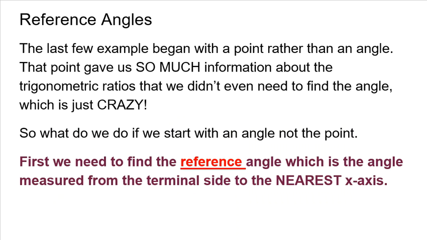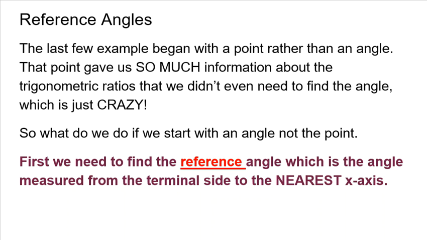So the one thing this does bring up is reference angles. The last few examples began with a point rather than an angle. So think about that. In the last 2 examples we did, all I gave you was a point. And that point gave us so much information about the trigonometric functions that we didn't even have to find the angle. Like in the previous problem, I have no idea what theta is. All I knew is that it's an angle that ended in quadrant 3. There's billions of angles that end in quadrant 3, especially when you start to think about coterminal angles, because you could go around and around. So again, none of that mattered, because as long as you have the point that's on the terminal side, you know everything you need to know to find those ratios.